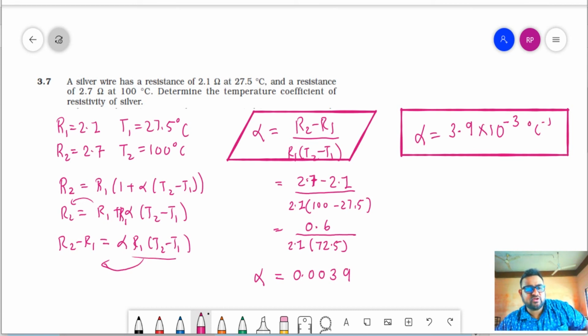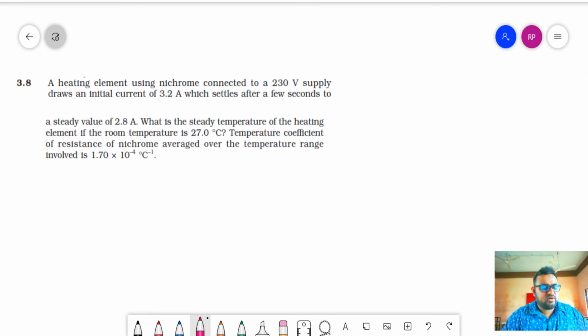Okay, so now let's move to the next, that is 3.8. 3.8, a heating element using nichrome connected to 230 volt supply draws an initial current of 3.2. This is the initial current, which settles after few seconds to a steady value of 2.8. So now see, what does this mean?